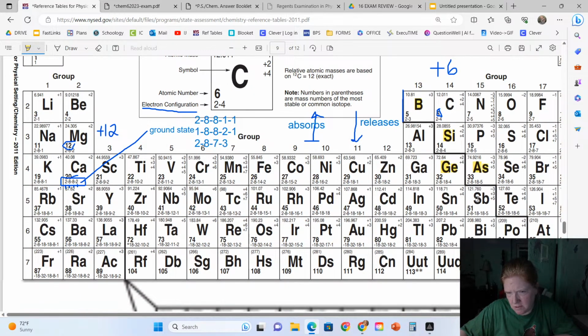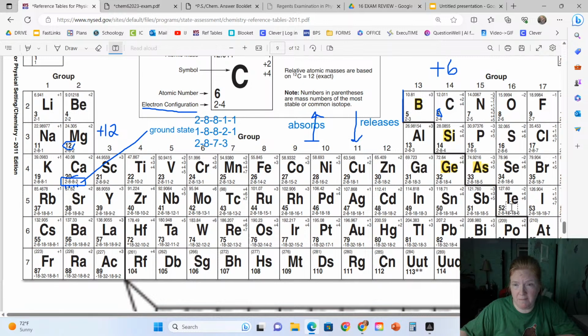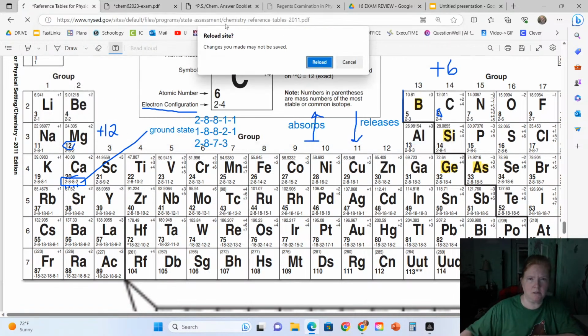Oops, doesn't want to do this one. I guess I'll have to draw it. These two also, they don't usually ask about these two, but they would be considered metalloids. So those ones would be metalloids. Okay, so that's what those would be. I think the document is just being weird. That's the problem. So they would be metalloids. All right, I'm just going to reload this because it's being a little problematic here. Let me just see. Okay. All right, so that helps.